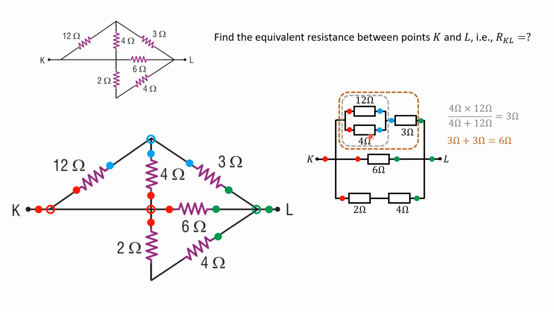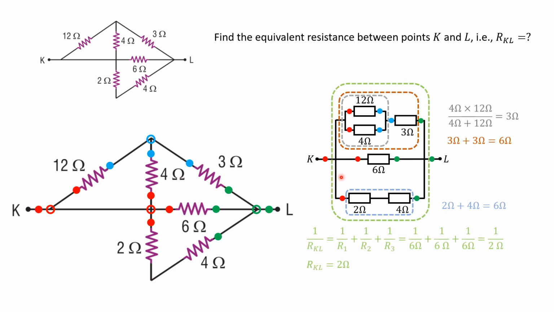What about this one? Well, in this case you have 3 ohm in series with this 3 ohm, so this is 6 ohms. What about this one? You have 2 ohms plus 4 ohm. This gives you 6 ohm, and this one is a 6 ohm, right? So now to find the net resistance between points K and L, we just have to consider these three to be in parallel.